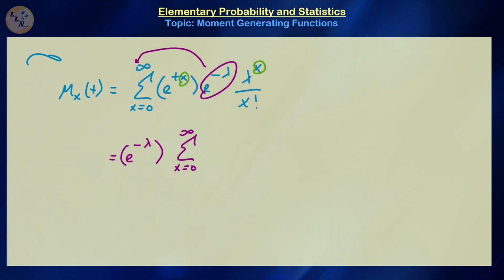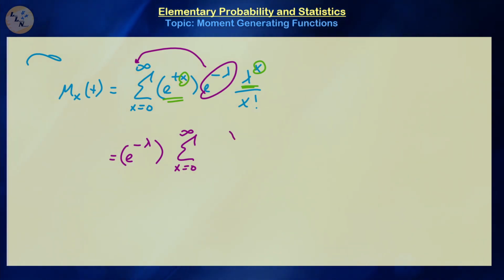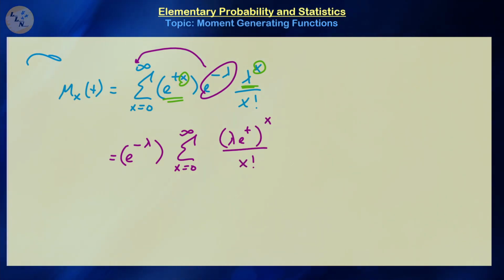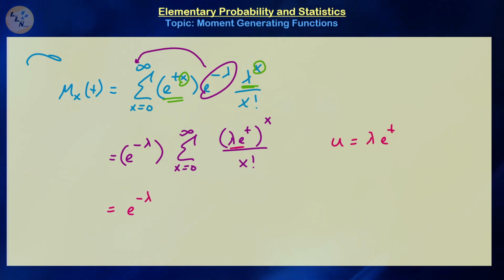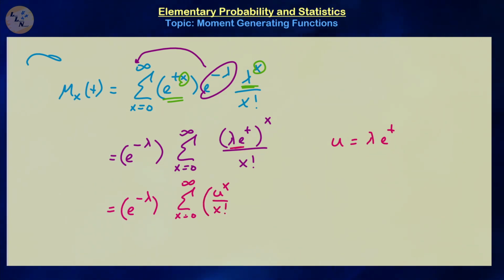We have a power of x in terms of those two things, so maybe we can group them together, and indeed we can. That's going to be equal to lambda e to the t, all to the power of x, all over x factorial. I'm just going to use a u substitution here. I'm going to let u be equal to that inside, so lambda e to the t. So this is just going to come out to e to the minus lambda times the sum from x equals 0 to infinity of u to the x all over x factorial.